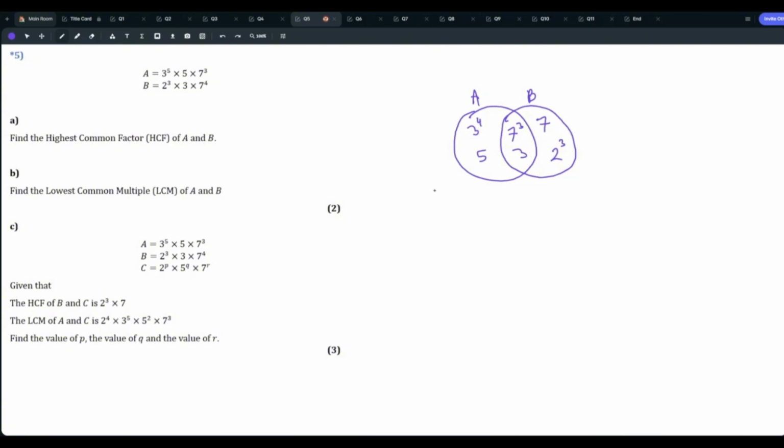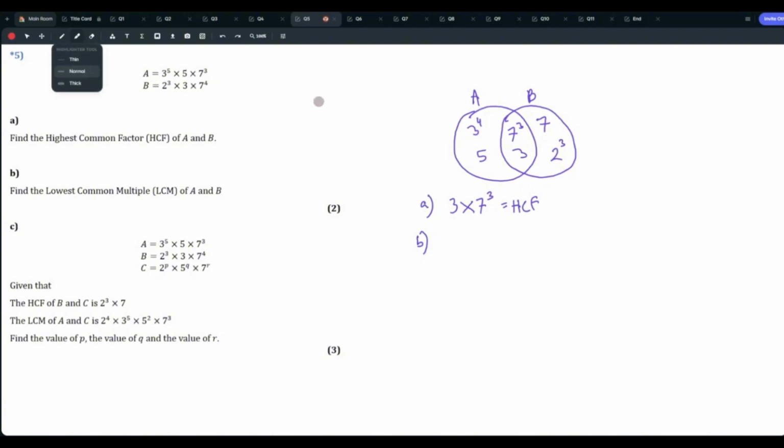Just to double check, just focusing on A, we have 3 to the power of 5, yep, 5, yeah, and 7 to the power of 3. And then focusing on B, we have 7 to the power of 4, yeah, 1, 3, and 3 loads of 2s. Okay, that's definitely correct. So if we're looking for the HCF, to do this, you just focus on the intersection, and that's 3 times 7 cubed. So the intersection will give you the HCF. So 3 times 7 cubed. This is the HCF.